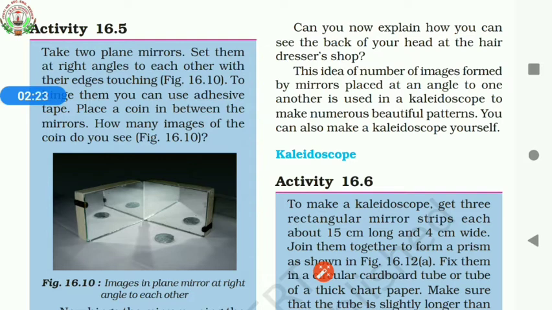In this video, we will see about multiple images, how we can prepare a kaleidoscope, sunlight, white or colored, and what is inside our eyes. Let us see the topics one by one. Today's first topic is multiple images.